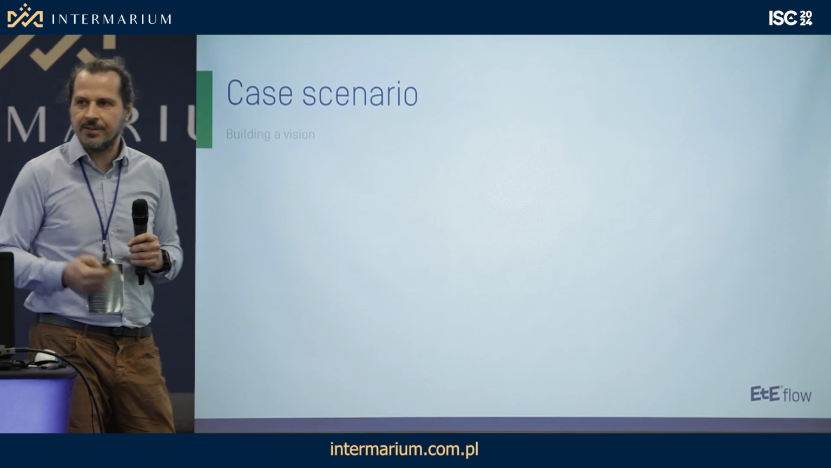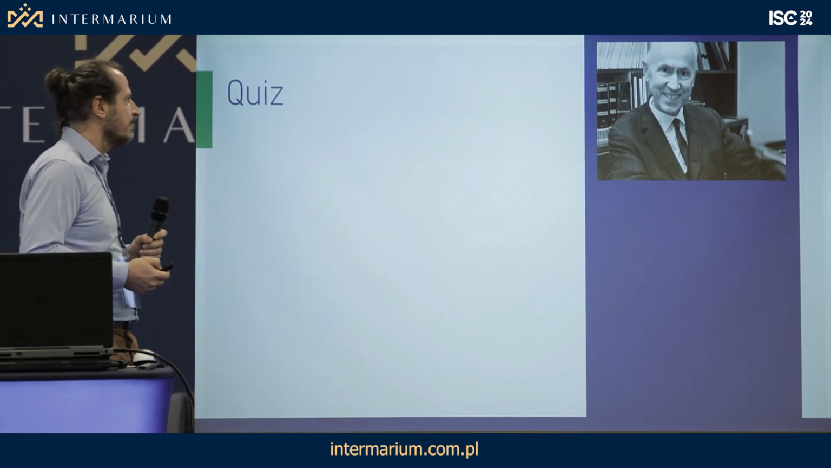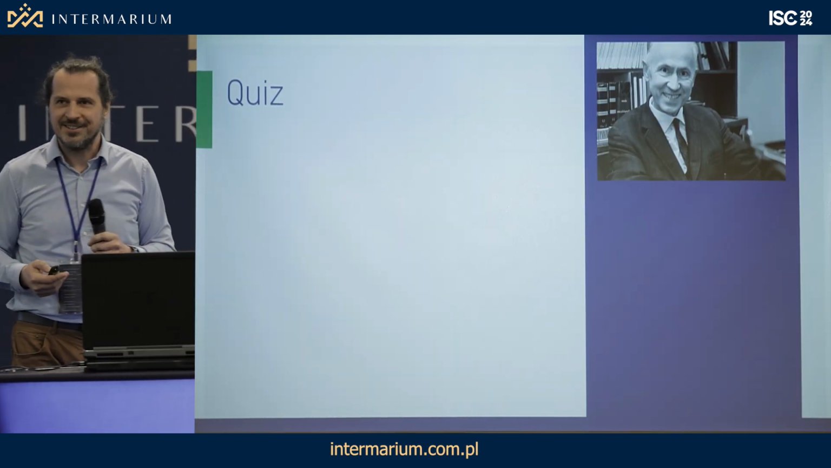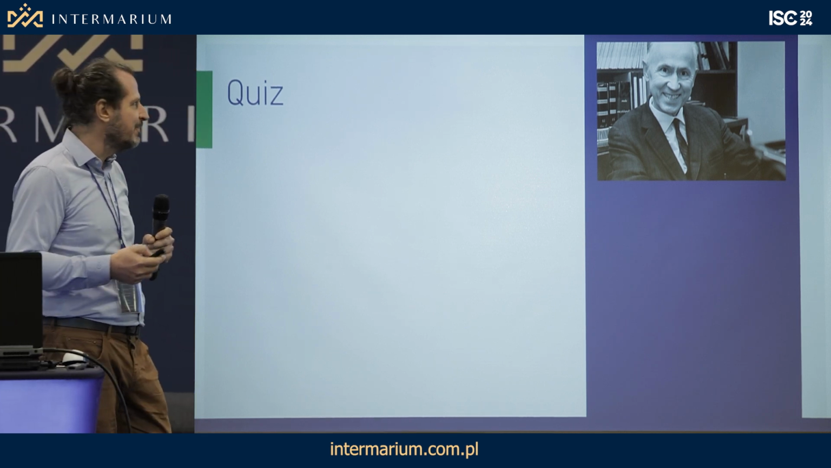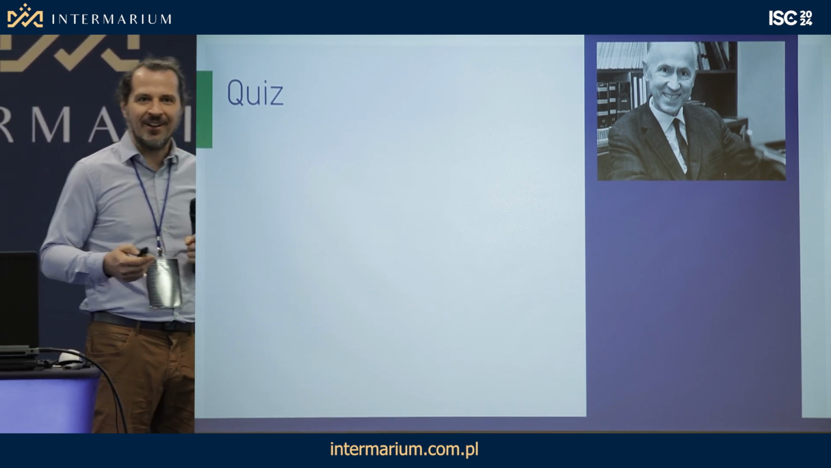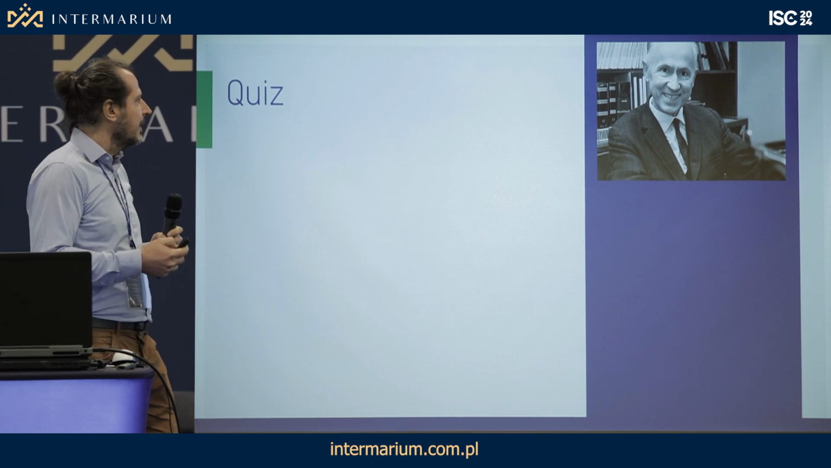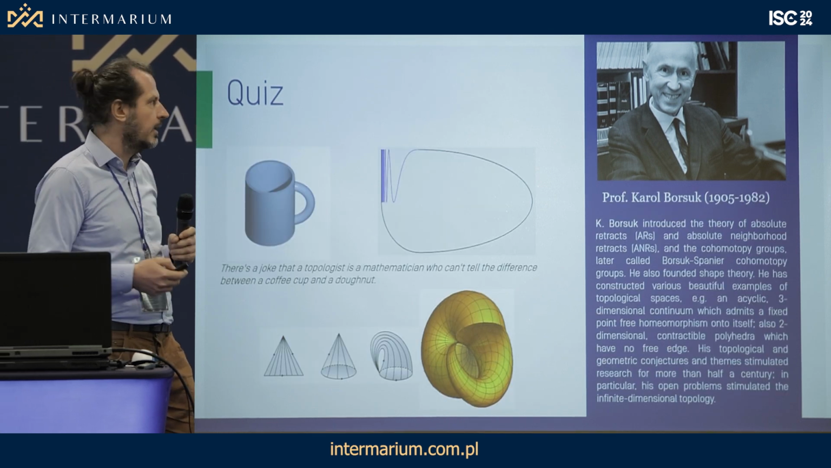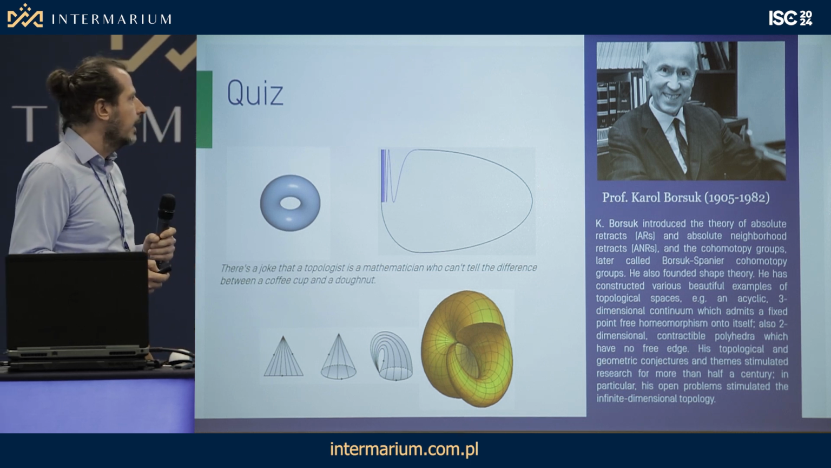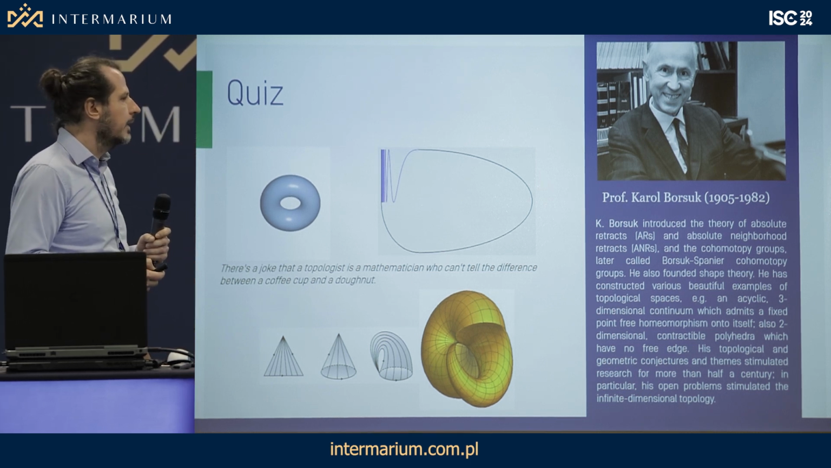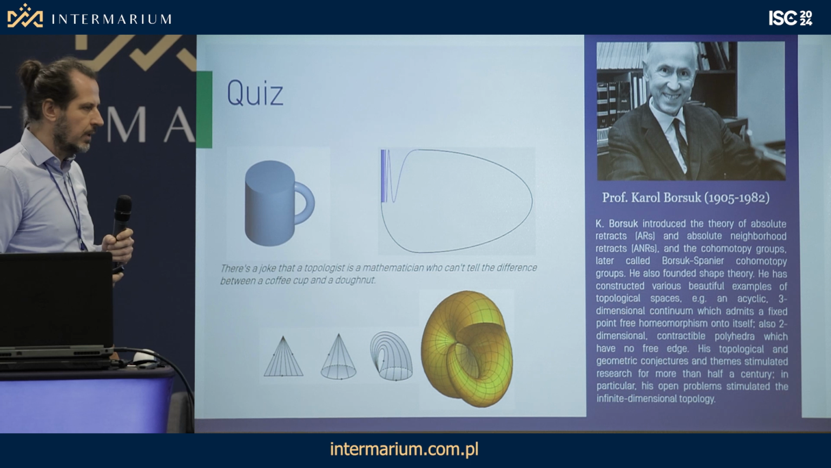But first, one quiz, like always. I should ask if someone recognizes this friendly-looking man. Perhaps no. It's not Monty Hall like the last time. This is Karol Borsuk, Professor Karol Borsuk, a Polish mathematician, and he was working in geometry and topology.